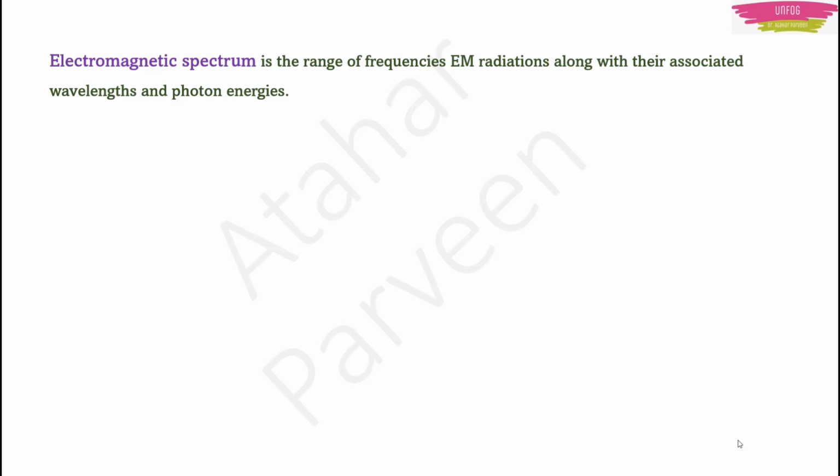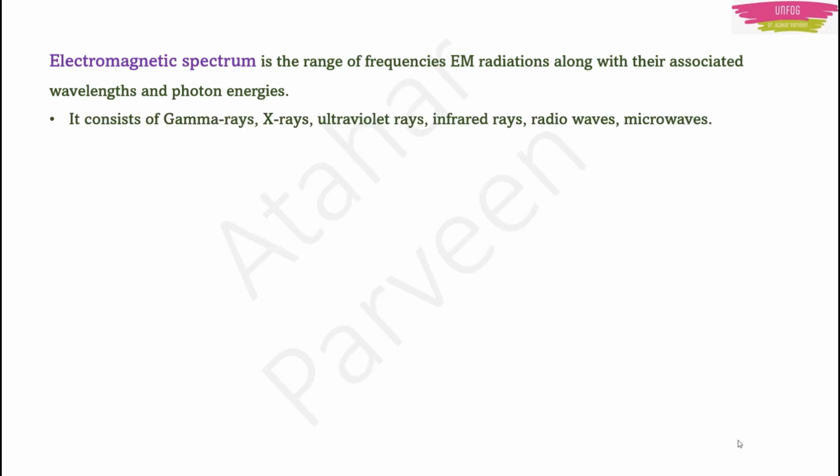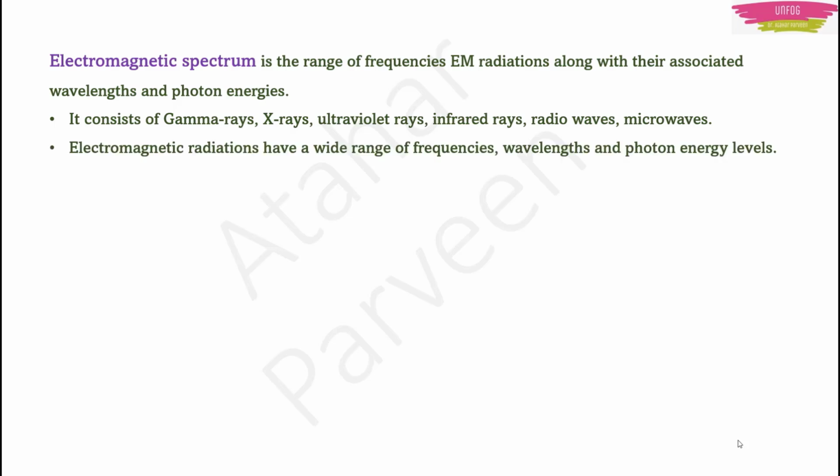It is the range of frequencies of electromagnetic radiations, and their wavelengths, their energies, and all that we can write in that spectrum. These electromagnetic radiations consist of gamma rays, X-rays, ultraviolet rays or UV rays, infrared rays or IR rays, radio waves and microwaves. Okay, we have the visible light also in this. And these radiations have a wide range of frequencies, wavelengths and photon energy levels. This we will have to learn. Any question can be asked from those frequencies, wavelengths and energy levels. And as I told you, these also travel at the speed of light and they can travel through vacuum.